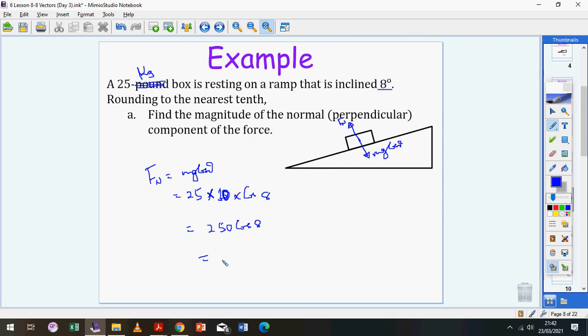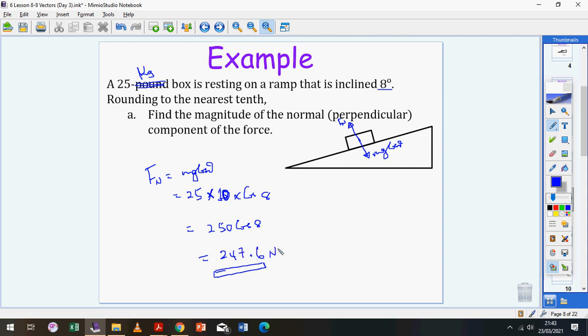250 cosine 8. I'm assuming that's around 80 something. Cosine 8. Oh wow, I am very, very correct. 248. To the nearest 10th is 247.6 newtons, because force is in newtons.